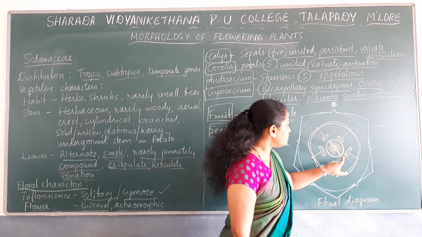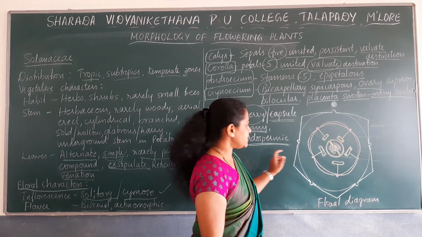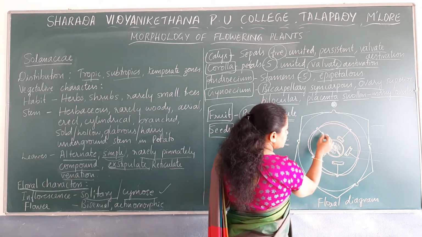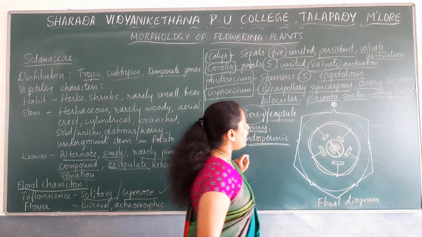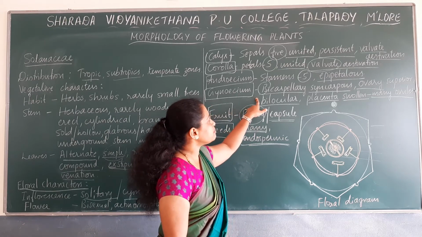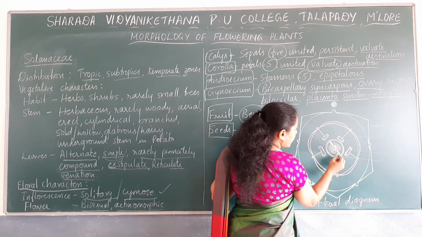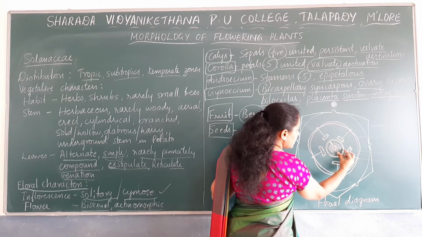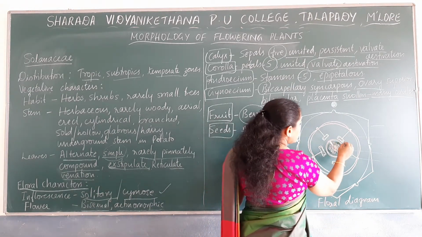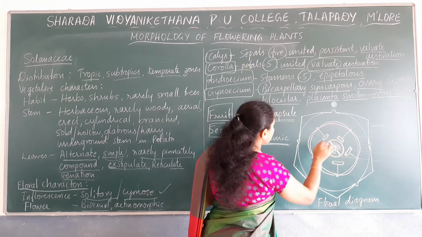This is how we represent the stamens, with filament and anther. This is the representation of filament and this is the representation of anther. Next, gynoecium. The innermost whorl is gynoecium. Gynoecium has a bicarpellary syncarpous ovary. So here it is bicarpellary. There are 2 carpels. The 2 carpels are fused together, that is known as syncarpous, and the ovary has 2 locules. You can observe here these 2 are the locules.